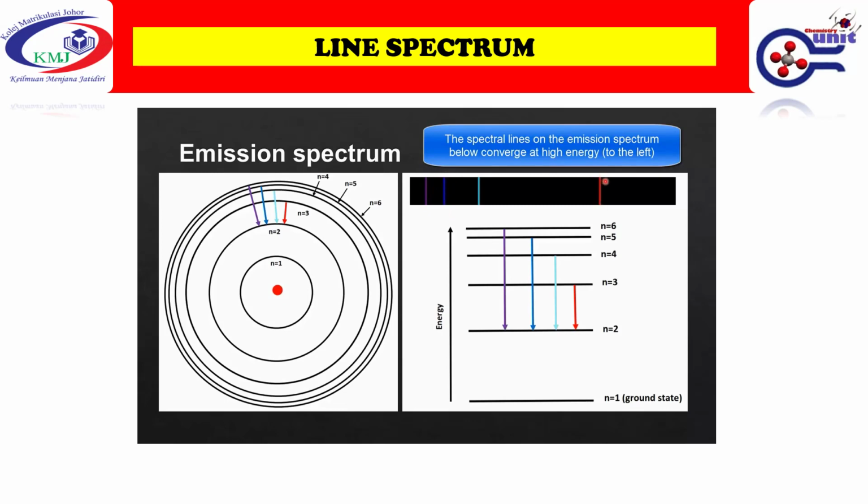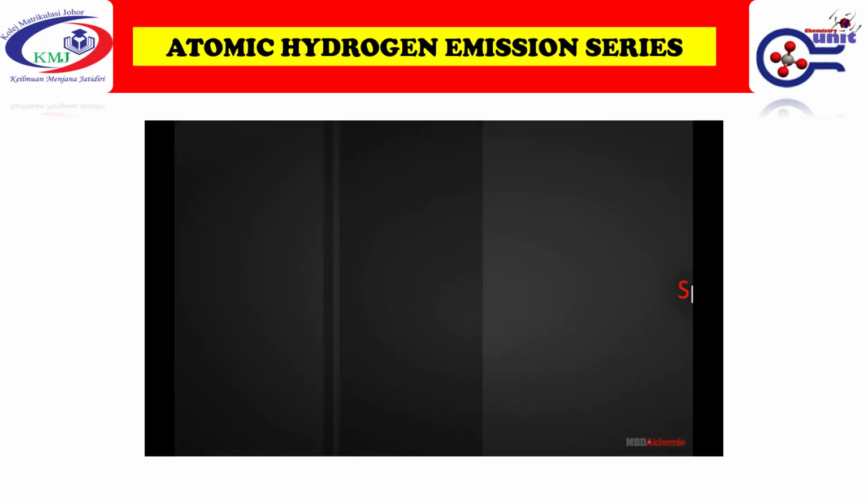So to summarize, the reason for these colored lines on the black background of an emission spectrum is that they correspond to the energy emitted when an electron transitions from a higher energy level to a lower energy level, and in this case the energy level is n equals 2.